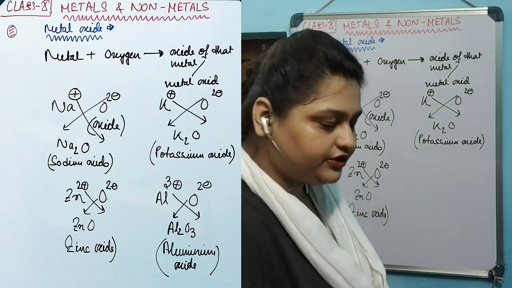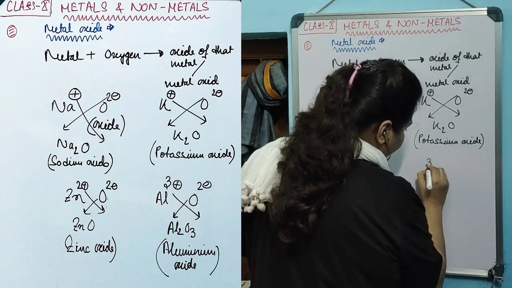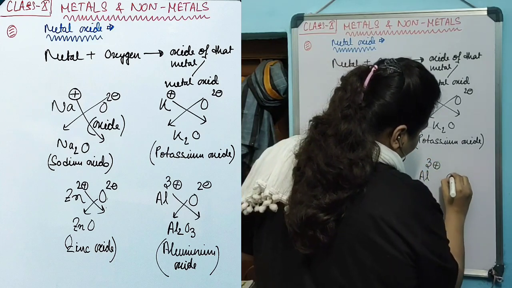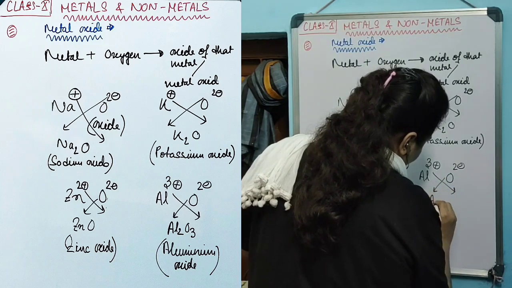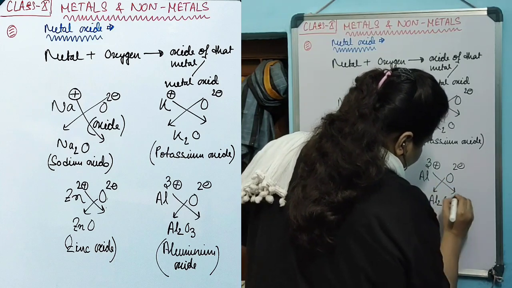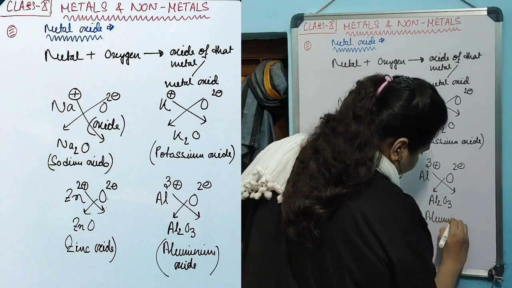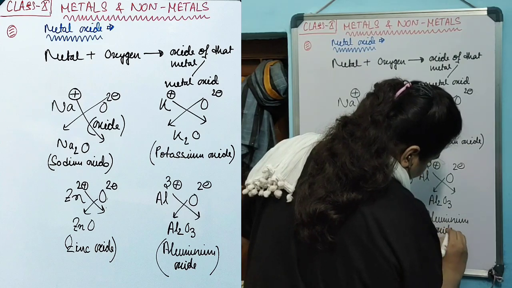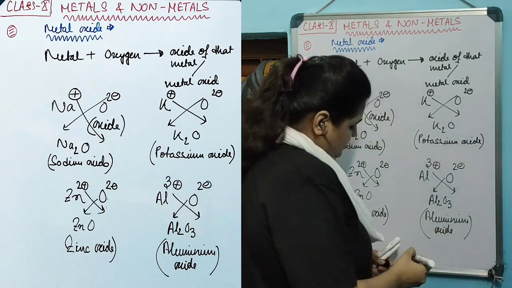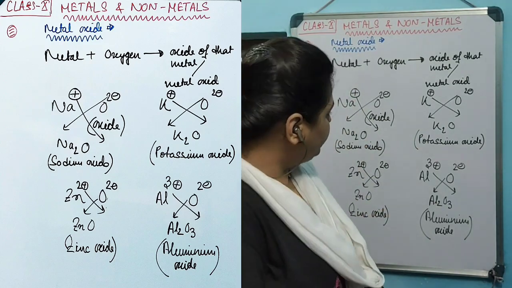Another example that we are going to take is aluminium. Aluminium reacts with oxygen as Al3 plus and forms Al2O3. This is the oxide of aluminium, known as aluminium oxide. These are a few of the oxides of a few of the metals.